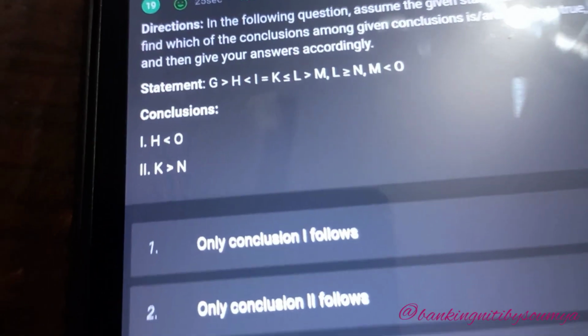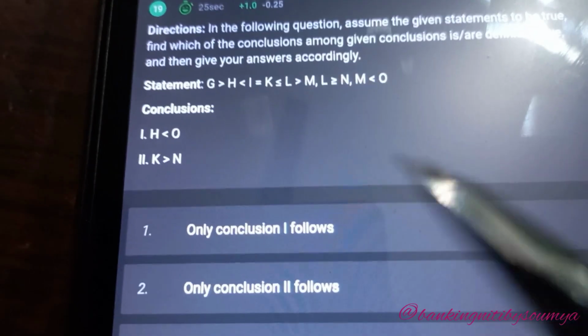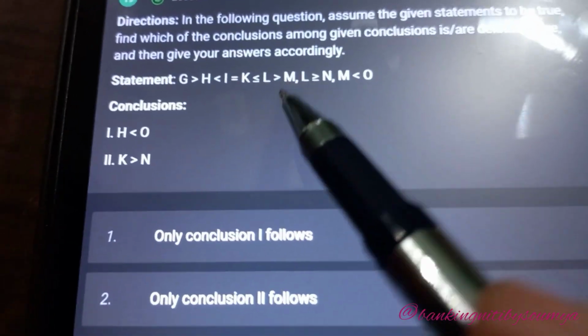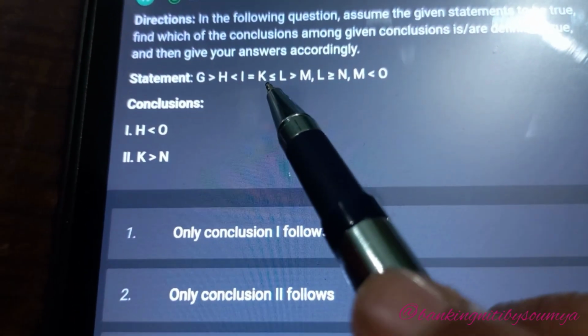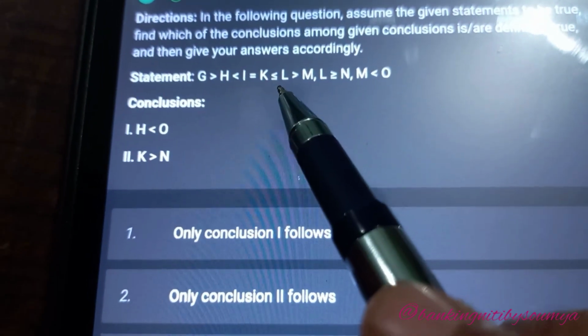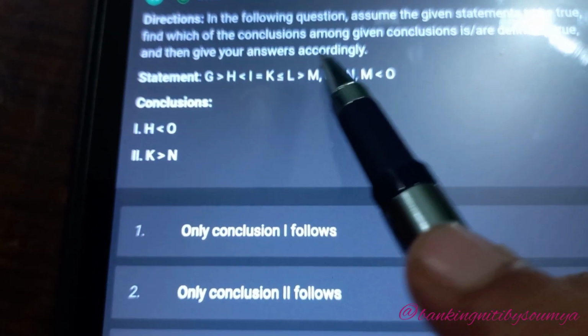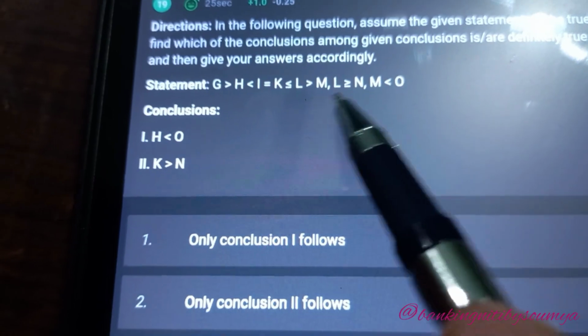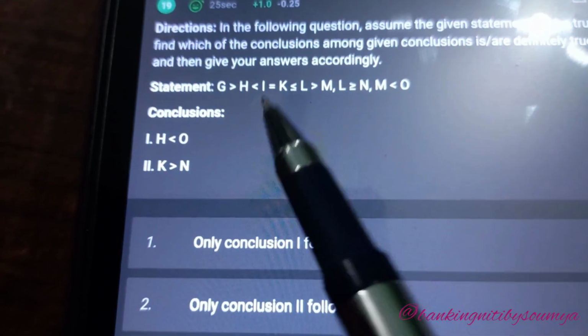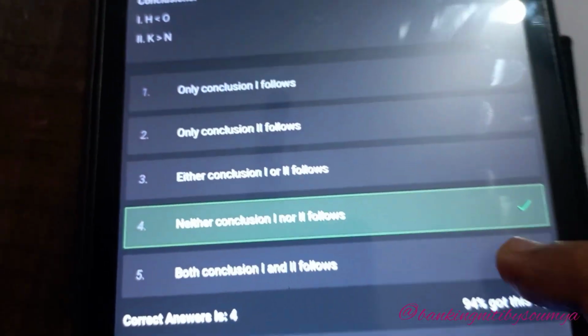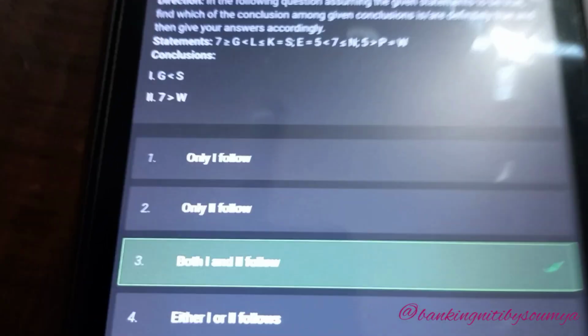Now in the next conclusion, K is greater than N. From here we can see that K is smaller than or equal to L, because the path to N is through L. So K is smaller, so it is also wrong. So both conclusions are wrong. So our answer is neither conclusion 1 nor conclusion 2.